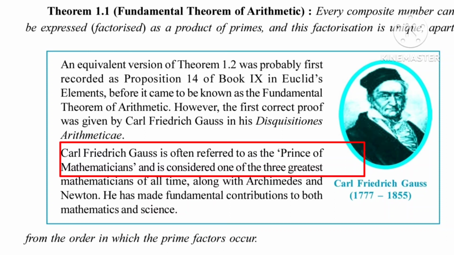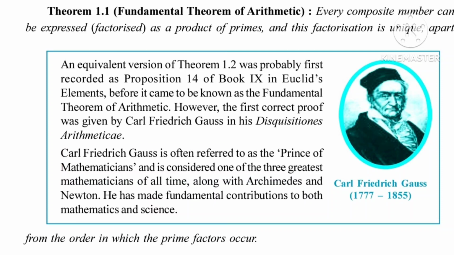Carl Friedrich Gauss is known as the Prince of Mathematicians and is considered one of the three greatest mathematicians of all time, along with Archimedes and Newton. He made fundamental contributions to both mathematics and science.